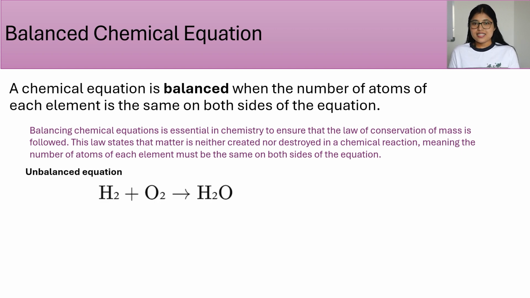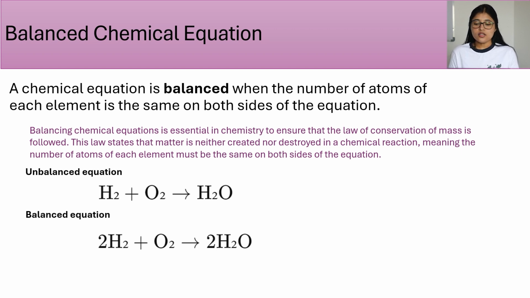We can see an example of an unbalanced equation here. Two hydrogen molecules and two oxygen molecules are forming one water molecule. However, in the water molecule we have two hydrogens but only one oxygen. In order to balance this, we need to balance the equation on both sides, and the balanced equation looks as shown on the screen here.